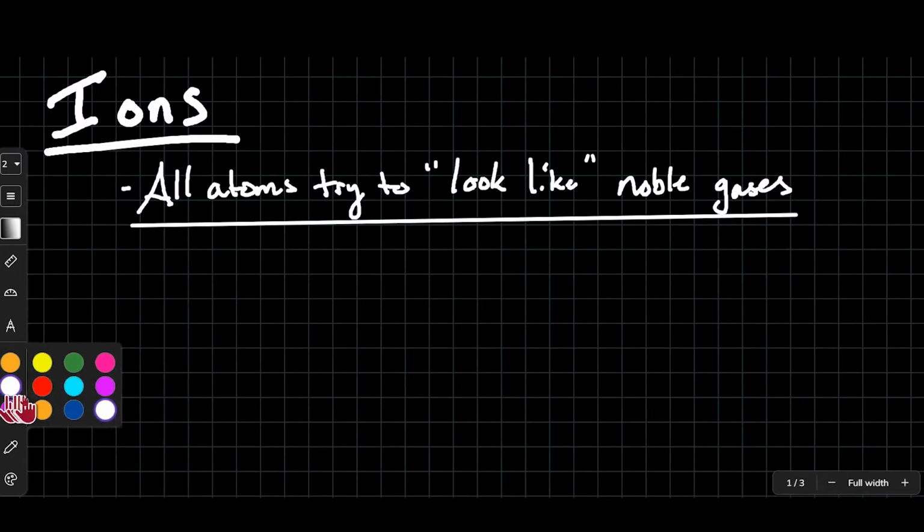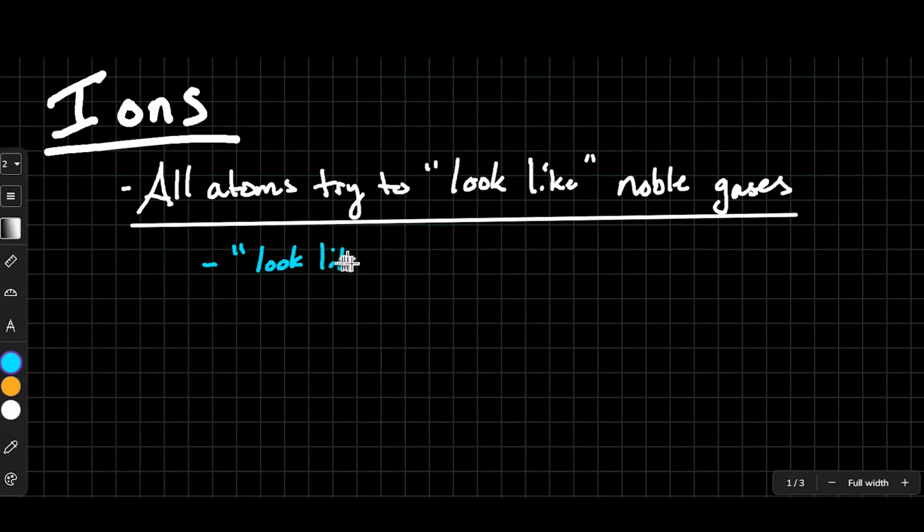All right, and what we mean by that is, by "look like" is to have, means having the same electron configuration.